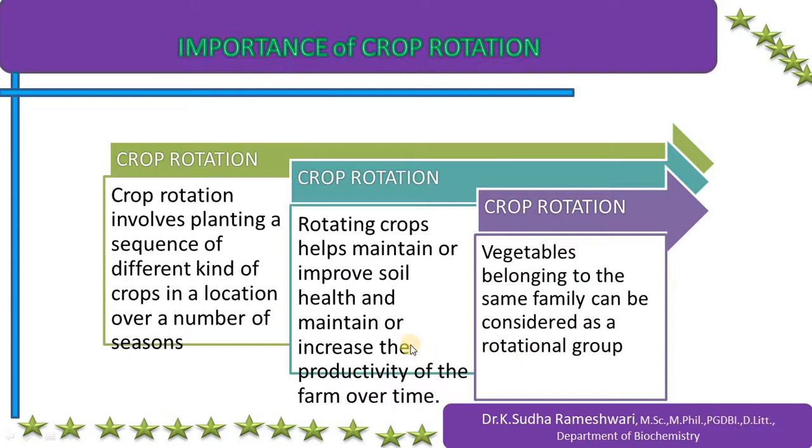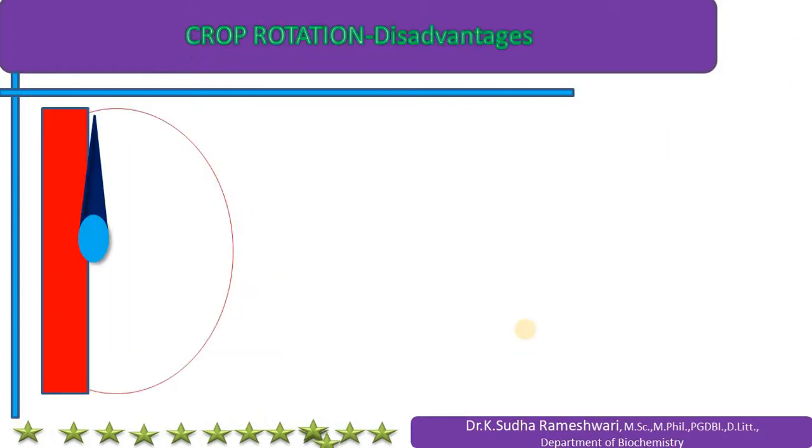To get the most benefit from rotation, growers should schedule sequential plantings based on rotational groups of plants belonging to the same plant family. Vegetables belonging to the same family can be considered a rotational group because they are susceptible to many of the same diseases and insect pests, share similar nutrient requirements and are treated with similar pesticides. That's all about the importance of crop rotation.